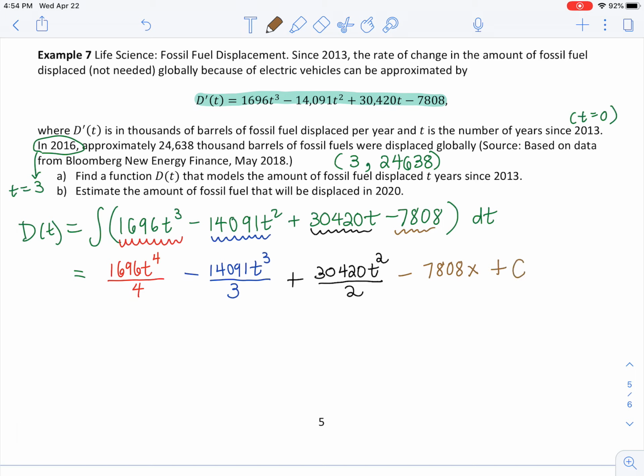All right, the last one, this one. Minus 7808, and go up by 1, I guess the constant rule, and then if you divide by 1, that's just going to be that. But don't forget to put plus c, and that c represents c for everybody combined together, if that's okay. All right, so it's a nasty looking equation.